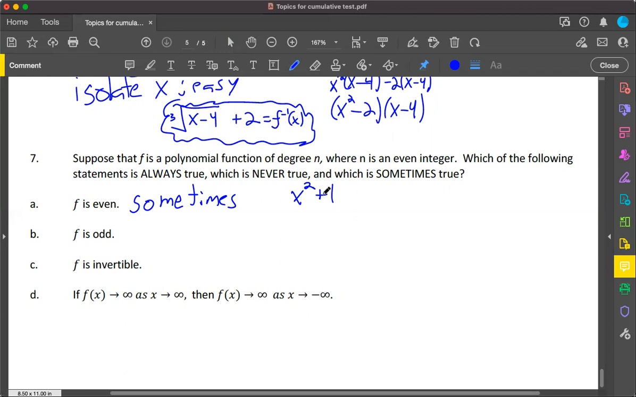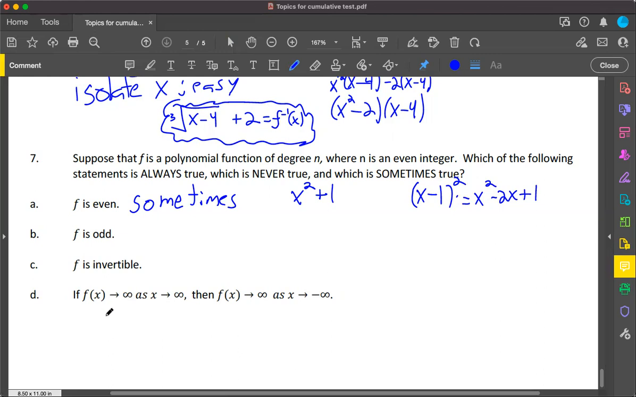However, if you were to have a horizontal shift, like x minus 1 being squared, this is still a polynomial function of degree n, where n is an even integer, lo and behold. And this actually is not even, because this has a horizontal shift. Vertical shift's okay. Horizontal shift's no good. Peace. I'm going to leave B and C for you.